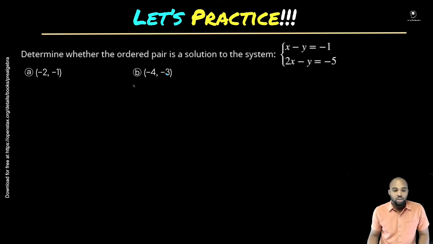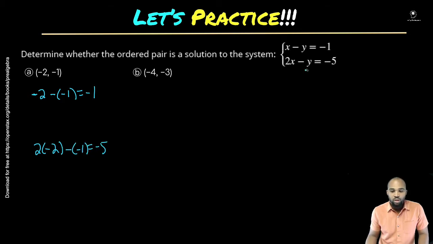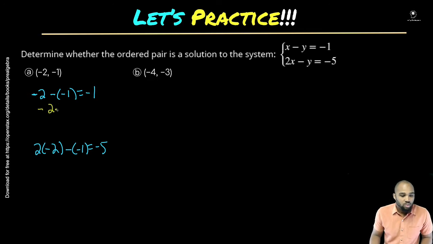All right, so I'm going to start with this first one, x minus y. So we got negative 2 minus y, which is negative 1, equals negative 1. And let's see, let me move down a little bit, 2 times negative x minus negative y equals negative 5. So all I'm doing is taking these 2 and plugging in these x and y values to see if they're true. So let's see. Negative 2 plus 1 equals negative 1. Is that true?